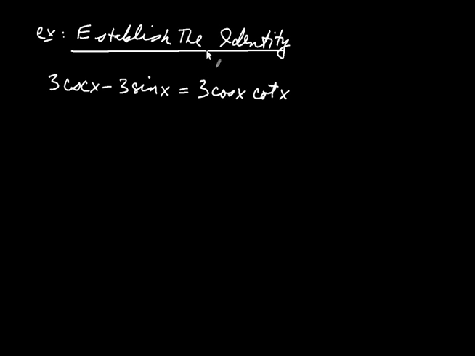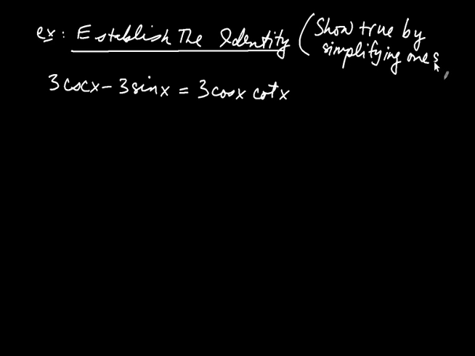When you are trying to establish an identity, what you're trying to do is show that this is true. And the way you do that is by taking one side and simplifying it, and hopefully show that that simplified version is the other side. So when you see the instructions establish the identity, you can really think of that as show true, that is, show the equation true by simplifying one side. Okay, that's basically what we're talking about here.